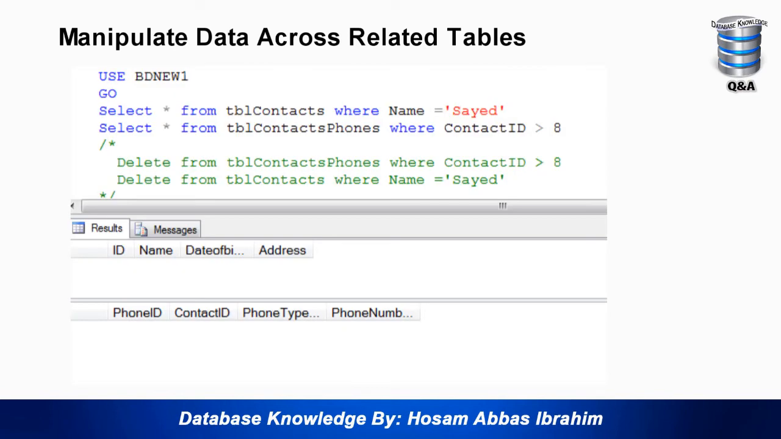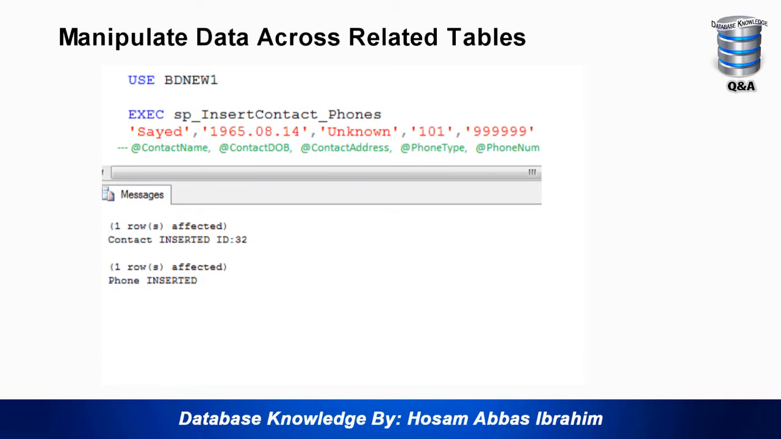So if I try to go and see, do we have Said? No, we don't have him. Do we have any phone number for Said? No, we don't have either. So I will go modify this number to make it again go to the database, execute the stored procedure. So I have 2 rows. 1 goes in the master table and 1 goes in the child table.